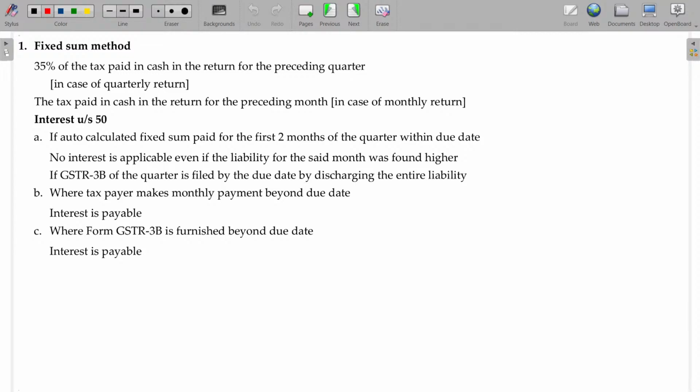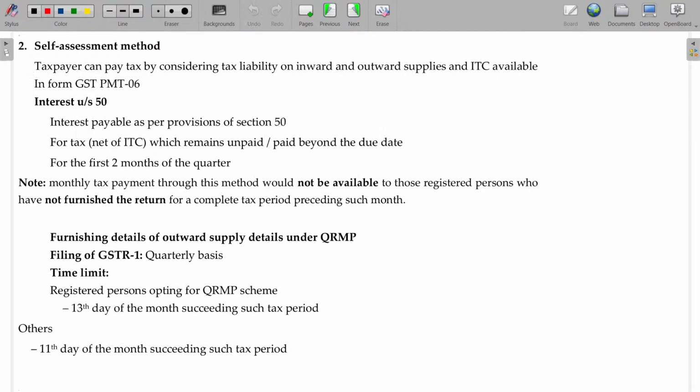But the fixed sum you can pay: 35% of the tax paid in cash in the return for the preceding quarter. Or in case of monthly return, the tax paid in cash in the return for the preceding month, at least 35%. Whatever tax you paid in the previous quarter, say you paid around 10 lakh rupees, on that 35%, 3.5 lakhs you have to pay using the electronic cash ledger. And interest, the applicable interest we already studied, the same will be applicable here.